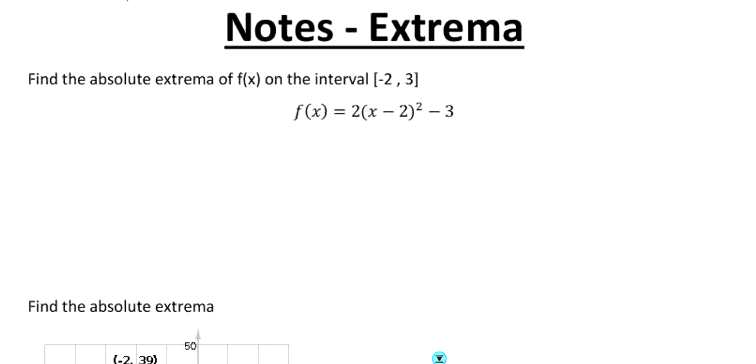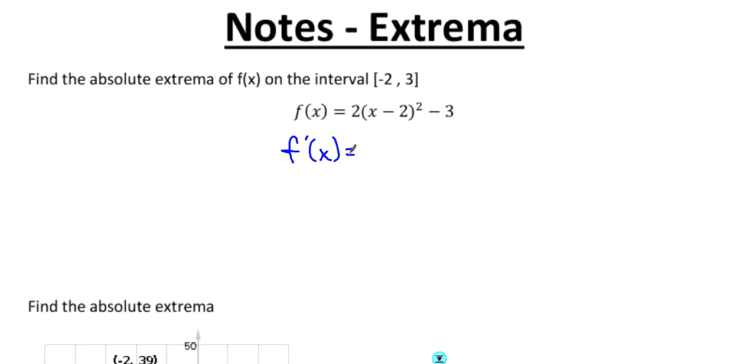So let's find out how to do it easily on a quadratic. Find the absolute extrema of f of x on this closed interval from -2 to 3. Following our steps, step 1 is to find the derivative, so f prime of x.